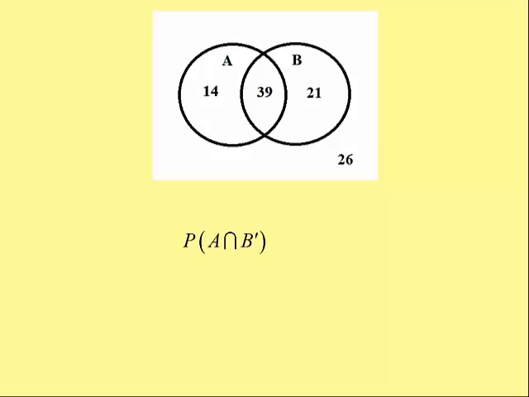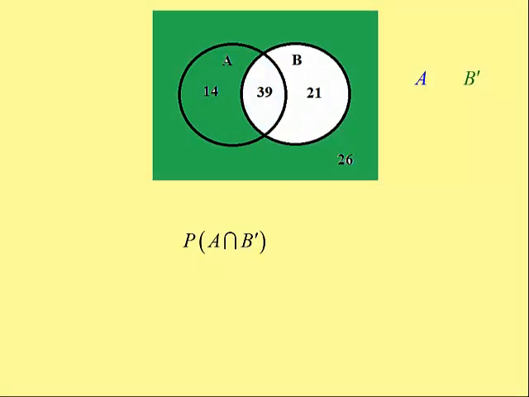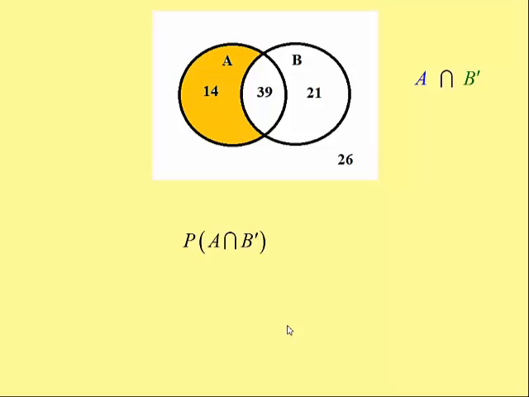Let's try another one. This one, we've got the set A, shaded in blue. B with a little mark means everything not in B, everything outside of set B. We want to know where do those two overlap. And so 14 out of 100 would be the probability.